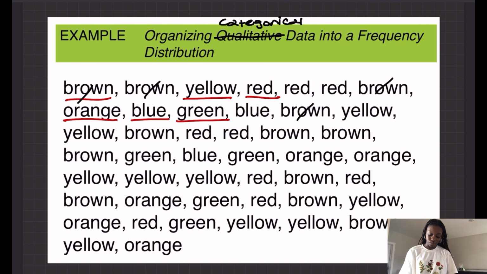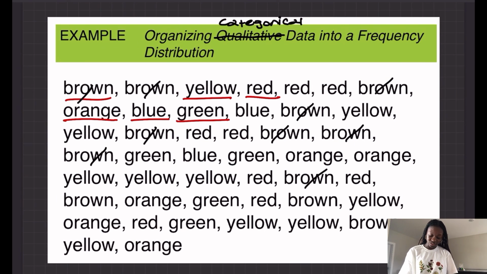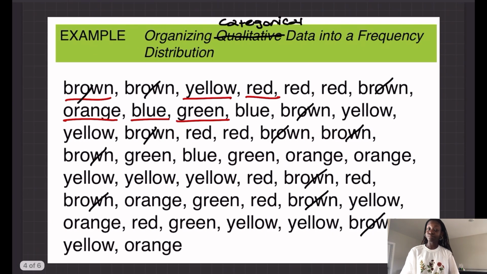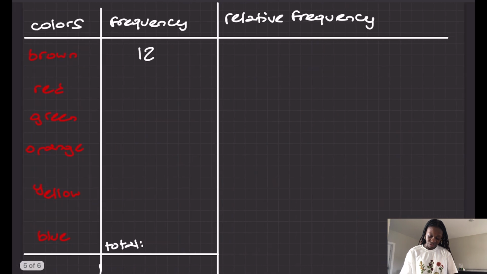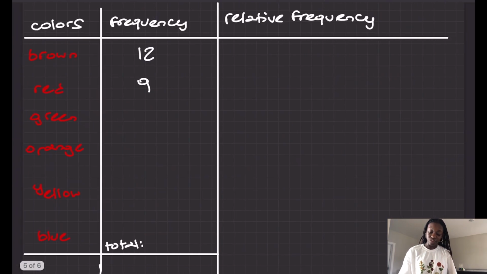1, 2, 3, 4, 5, 6, 7, 8, 9, 10, 11, 12. 12 brown. Oh, no one can see that. 12 brown. Let's go with red. 1, 2, 3, 4, 5, 6, 7, 8, 9. 9 red. Now let's go to green. 1, 2, 3, 4, 5. 5 green.